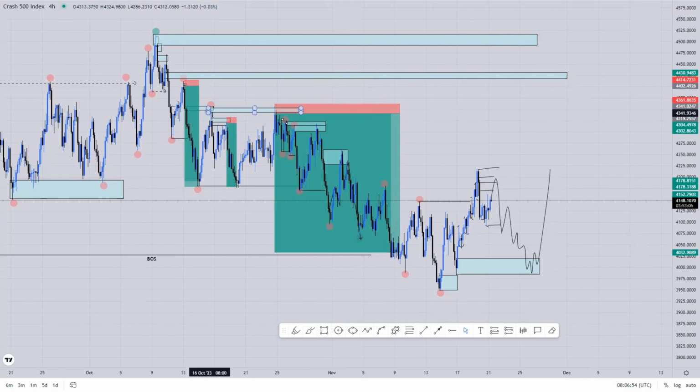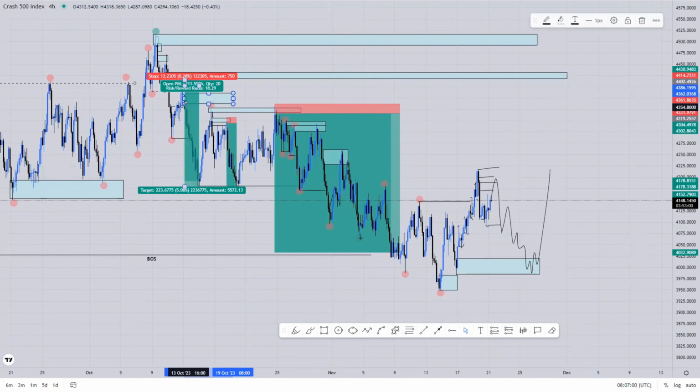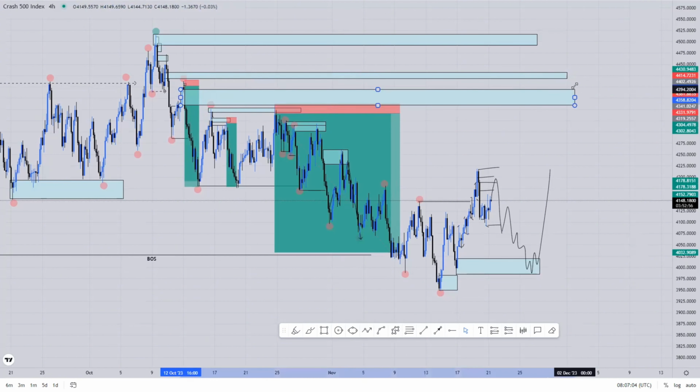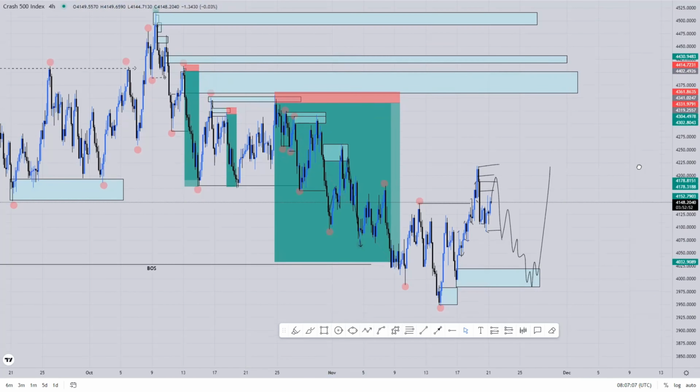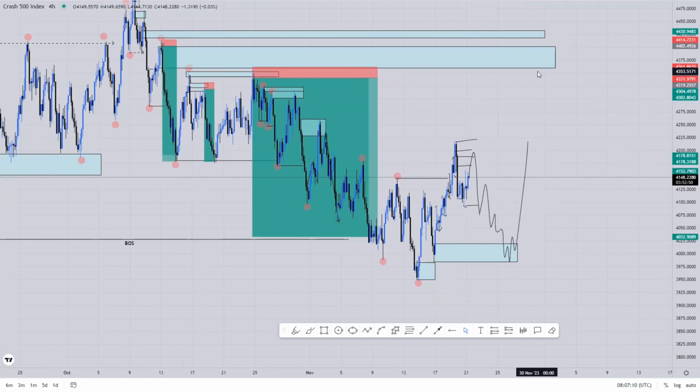Especially here, these are equal highs, and equal highs are liquidity. If I'm going to look for a target zone, I look above a liquidity zone. So this also supplies a very conducive target for our buys. Crash 500 is presenting a very massive opportunity.